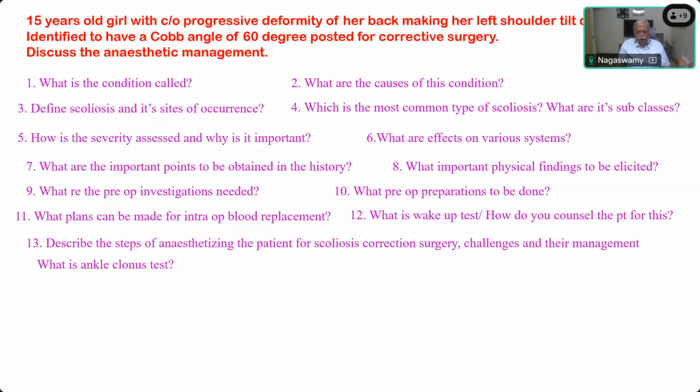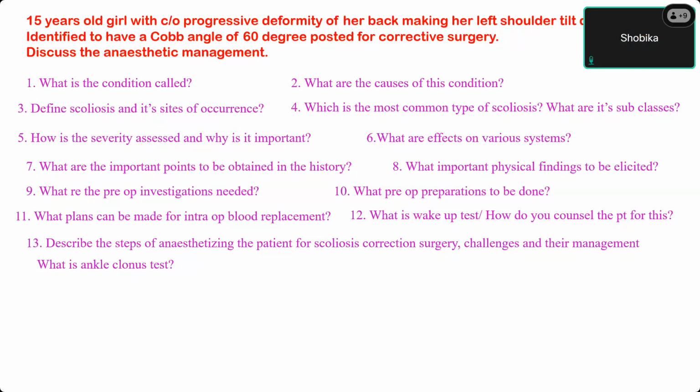Now this girl has got only a thoracolumbar curve and her airway is Mallampati grade 2, not a difficult airway. So how do you do the induction, how do you do the intubation? What induction agent do you want to give? Sir, I'll give anxiolytic midazolam, sir, 0.05 mg per kg. And then I'll give fentanyl, sir, 2 mcg per kg. Xylocard 1 to 1.5 mg per kg, sir. And I'll give induction agent propofol 2 mg per kg.